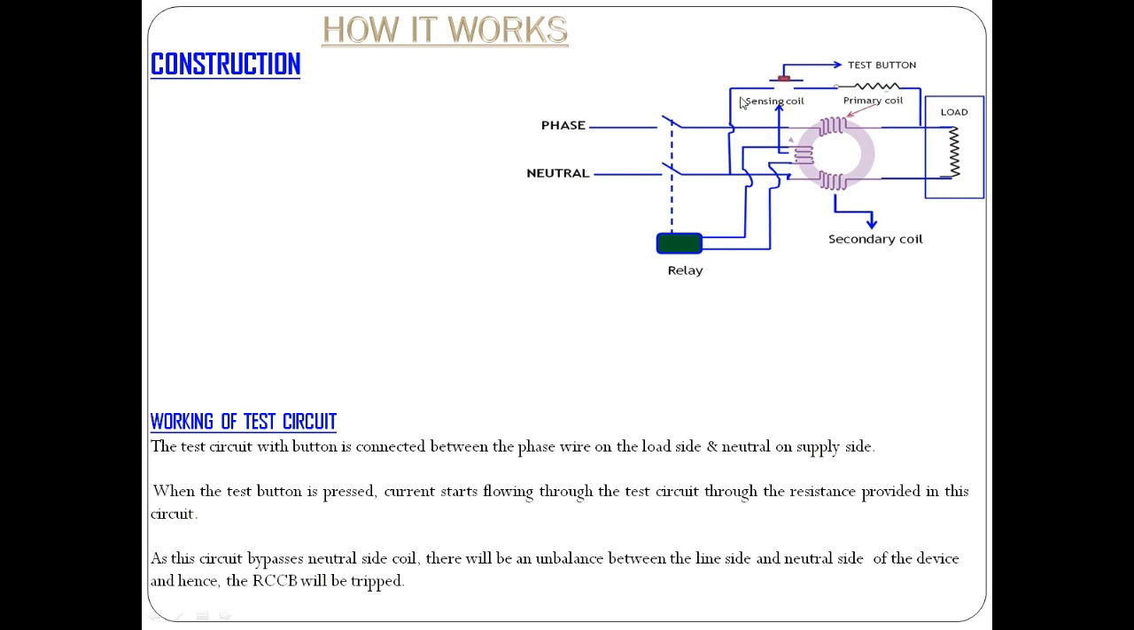So when the switch is pressed, what happens? There will be a difference in flux produced by the primary coil. Although the primary coil and secondary coil produce equal and opposite fluxes, since this wire from the neutral bypasses the secondary coil and is given to the test circuit, there will be a current imbalance. So due to the current imbalance, once the test button is pressed, the RCCB will be tripped.